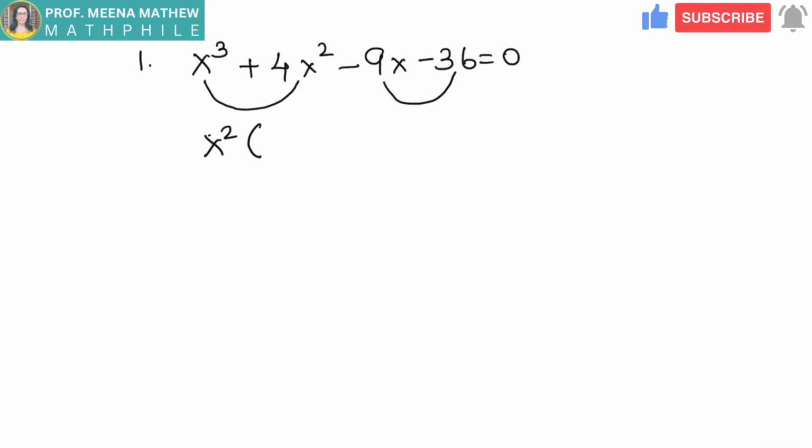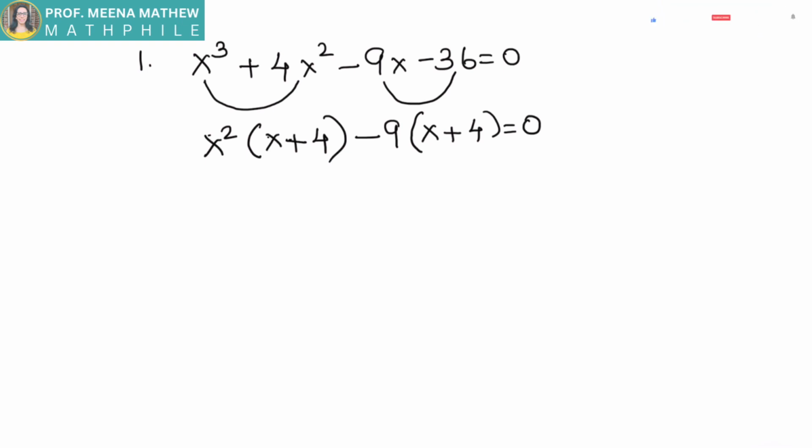When we take the x square outside, we have an x here, and from the 4x square, x square is out, so 4 remaining. Here we have a common factor negative 9. If I take the negative 9 outside, x is remaining there and the negative is out, so this is plus 9 times 4 is 36 equals 0. So again, this polynomial is divided as two terms. The first term is x square times x plus 4 minus 9 times x plus 4 equals 0.